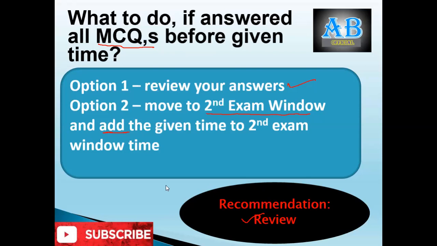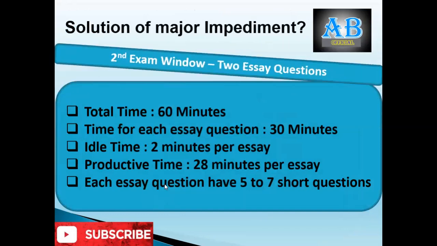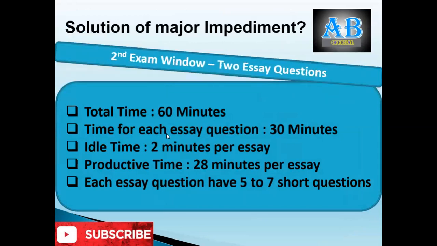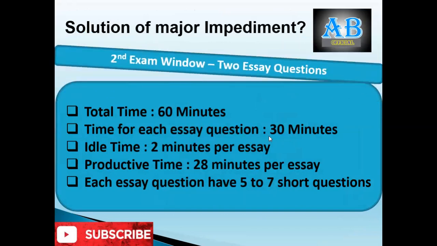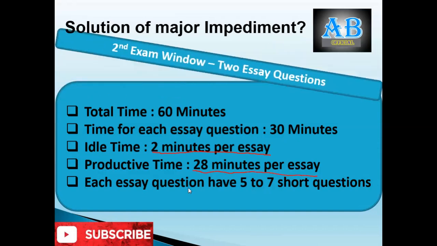But if you have saved some time, it means you have performed extraordinarily. Okay, for the second exam window, how to manage your time? Your total time is 60 minutes. Time for each essay question is 30 minutes. Idle time per essay question is 2 minutes. Productive time is 28 minutes per essay.